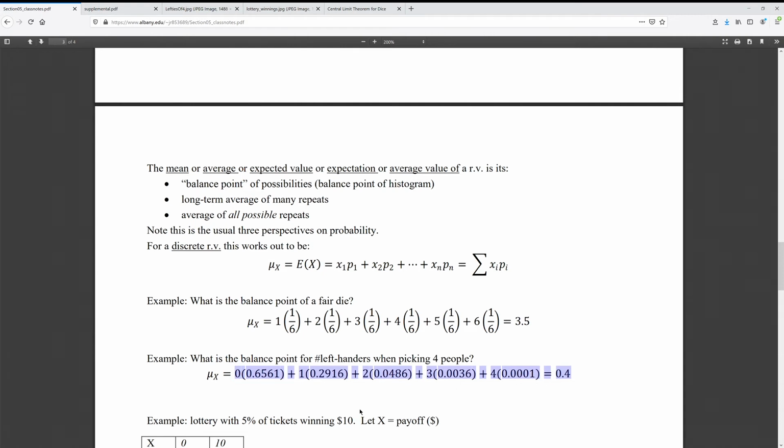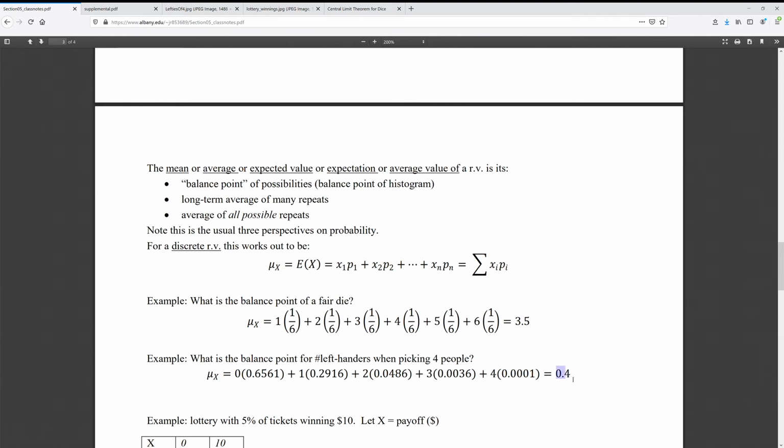The longer you let it go on, the more certain it is that about 65% of them are going to be zeros, 29% of them are going to be ones, 4% or 5% are going to be twos, 3 out of 1,000, 4 out of 1,000 are going to be threes, and 1 out of 10,000 are going to be fours, right? So the longer you let it go on, that's the balance of what you're seeing in that data. Lots and lots of zeros, roughly a third of them are ones, 5% are twos, not so many threes, almost no fours, right? And if you average them all together, then you're going to get 0.4.